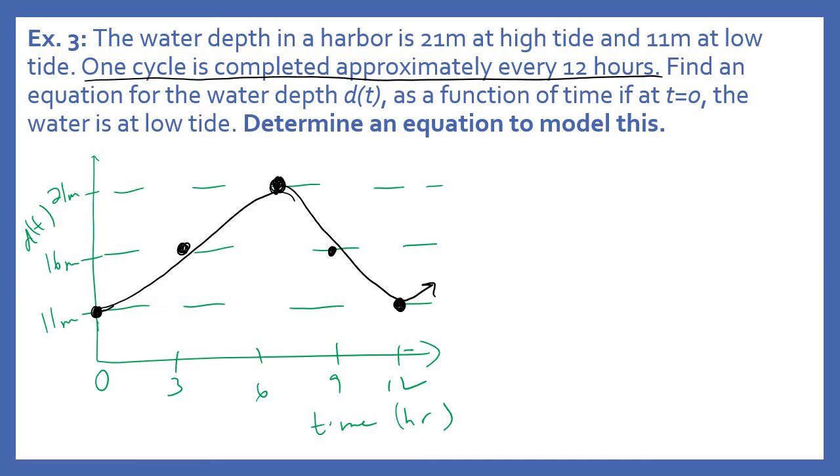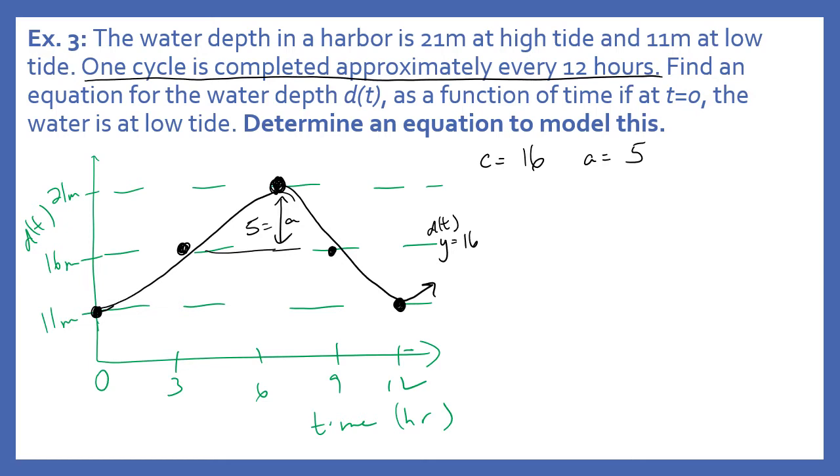Well, we know that C, which is our equation of axis, we already know that's 16, right? That's this line right here. Y equals 16, or in this case, d of t equals 16. My amplitude, that's your distance from your equation of axis to your max or your min, which in this case, 16 to 21, that's 5. Okay, my amplitude is 5.